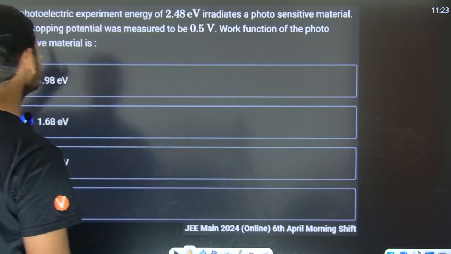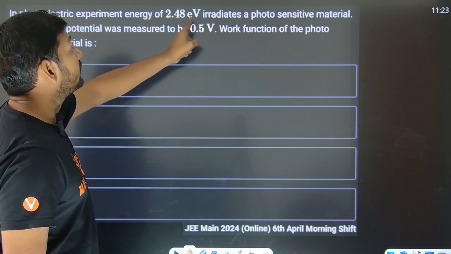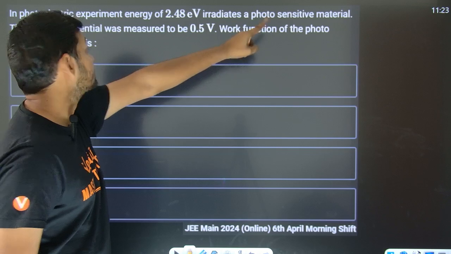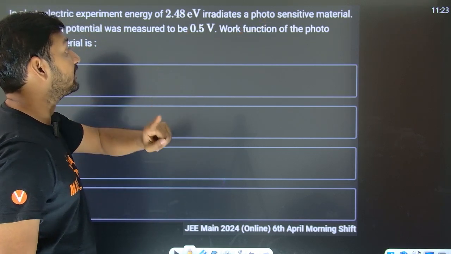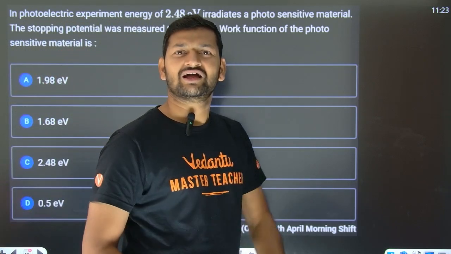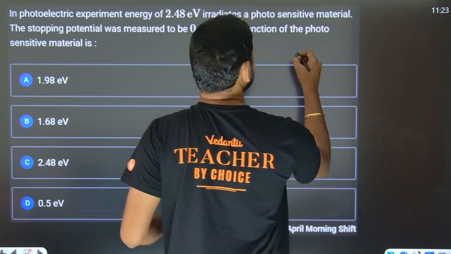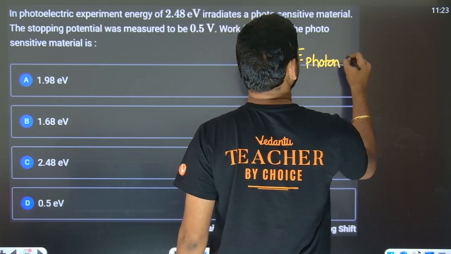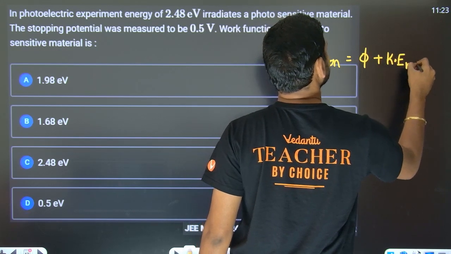Okay. In a photoelectric effect experiment, energy of 2.48 electron volt irradiates a photosensitive material. The stopping potential was measured to be 0.5. Work function? Lilliput questions, I used to call them, if something is going to be too easy. What is the equation given by Einstein? Energy of photon is work function plus Ke max.